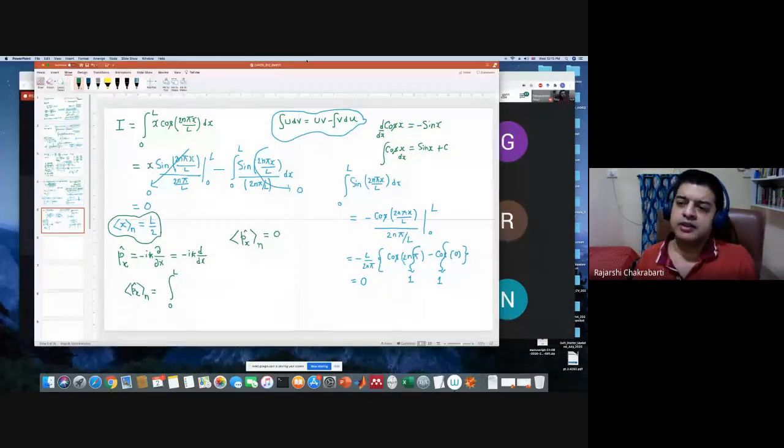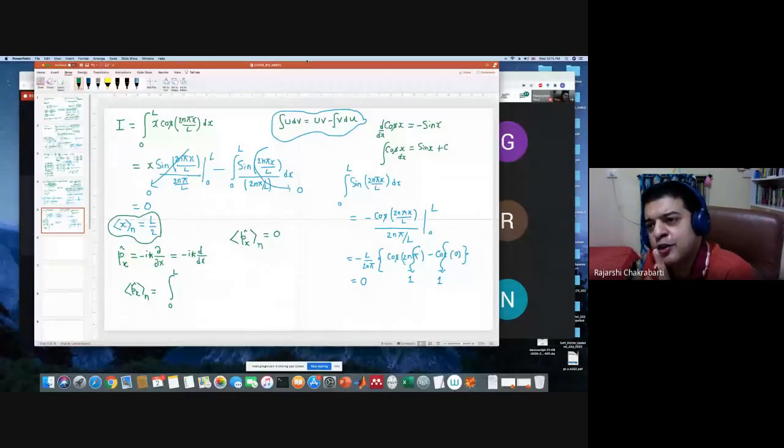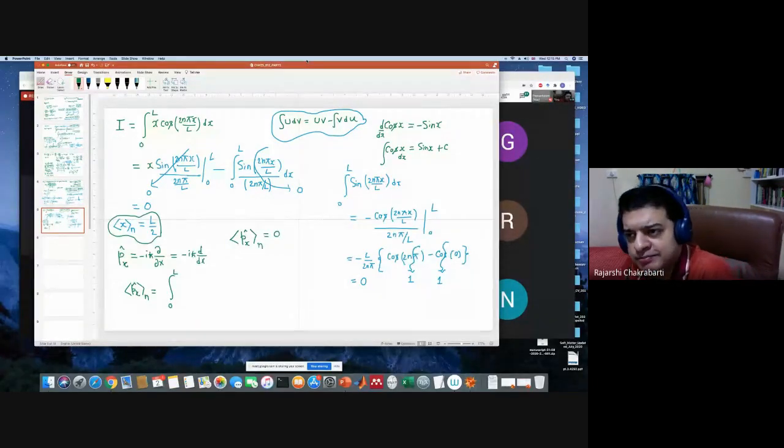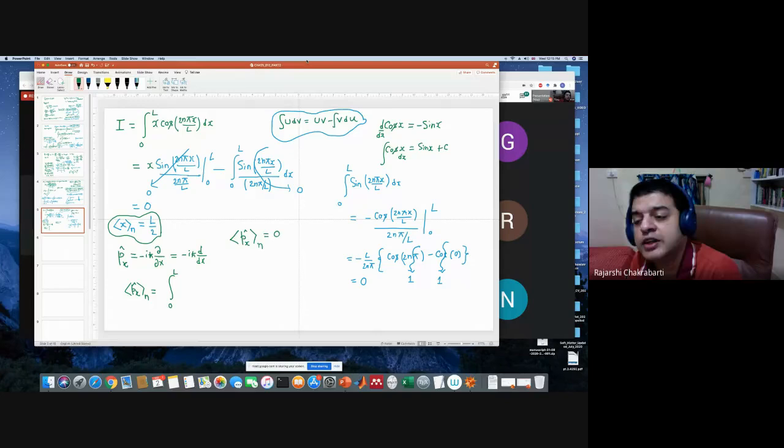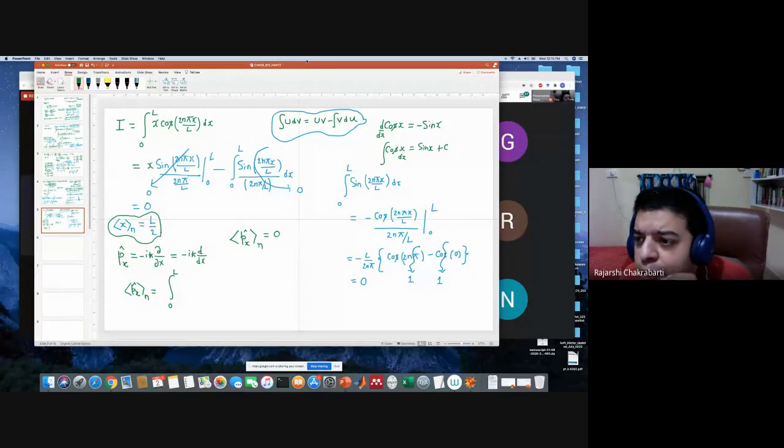It is the midpoint of the box, because your probability density is going to be symmetric around that point. Sorry, not the wave function, the probability density is going to be symmetric around that point. So as a result, your x average is going to be the midpoint. In this case, the midpoint is L by 2, and depending on the system we choose, your value should change.